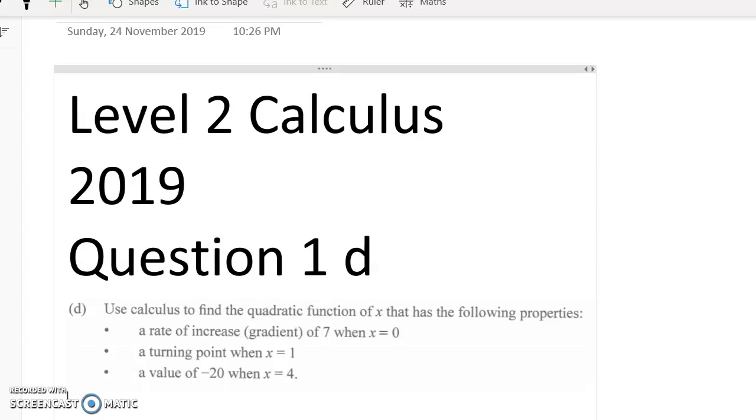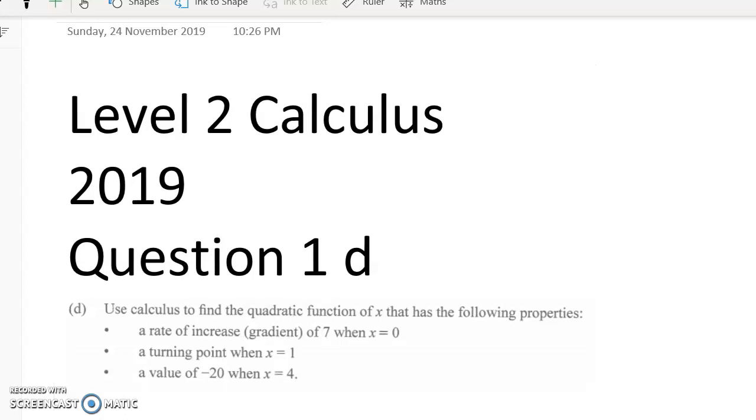Here's question 1D from this year's calculus paper. So this is quite a cool question if you can think in general terms about what a quadratic is. You're given 3 bullet points and you have to use calculus to figure out which function has got these properties. So let's first of all take a look at the properties.